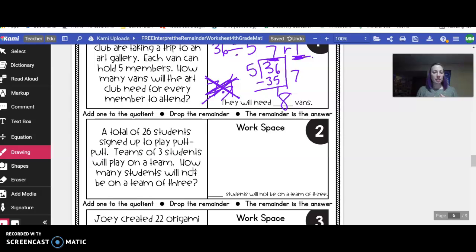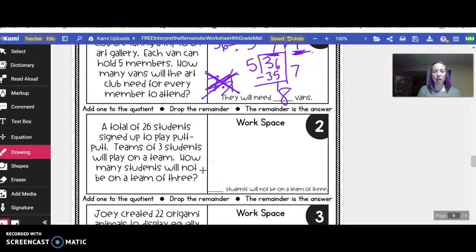A total of 26 students signed up to play putt-putt. Sorry, the font's a little weird, by the way. Teams of 3 students will play on a team. How many students will not be on a team of 3? See if you can figure this one out. All right, you get it? Taking 26 students, I'm dividing them into groups of 3.